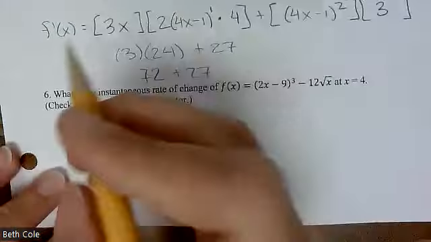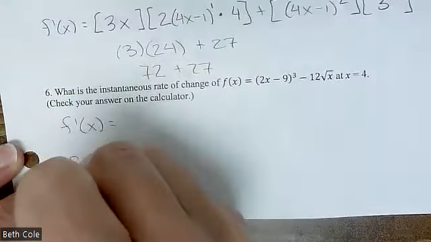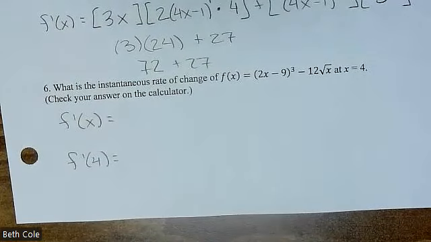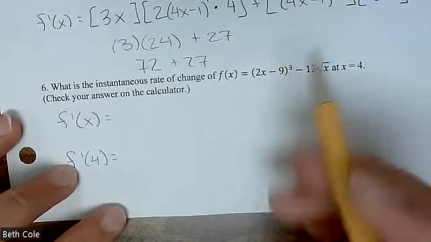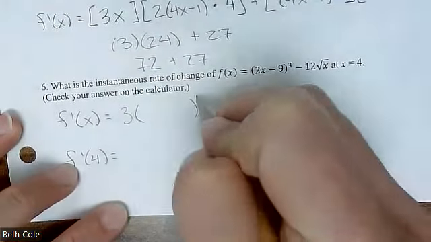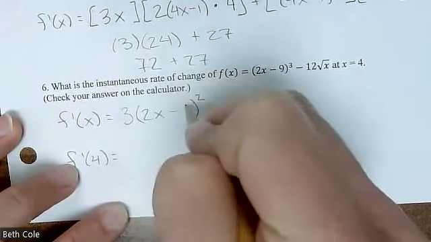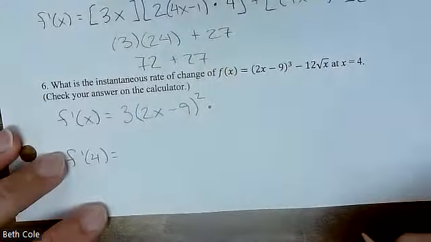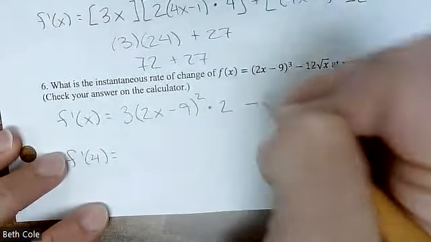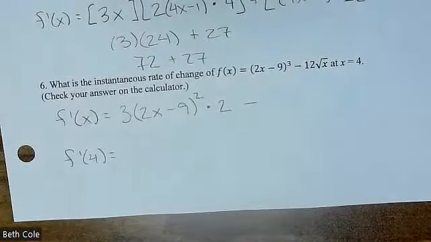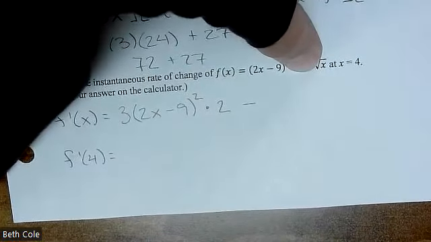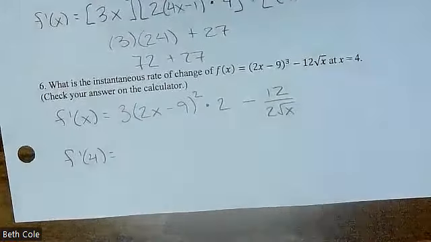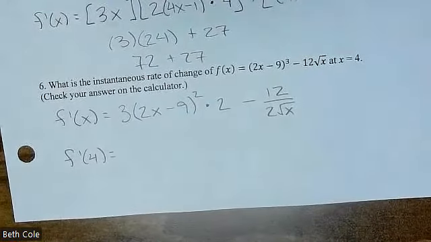Instantaneous rate of change. That means derivative. And then we're going to plug in 4. Maybe go ahead and write them separately so you don't make a linkage error. So this first part, you're going to bring the 3 down. And it's going to be all that stuff to the second. Times, and then you're going to chain on 2. Perfect. Minus, ignore the 12 for a second. What's the derivative of square root? 1 over 2 square root. So it'll just be 12 over 2 square root. Again, that makes your life easy if you just know that one.